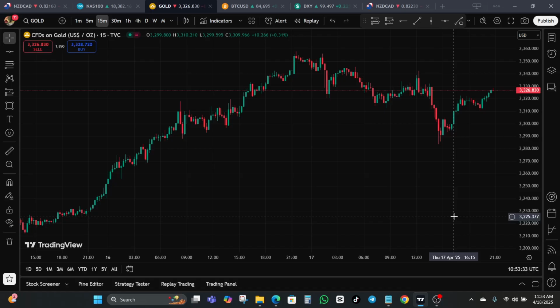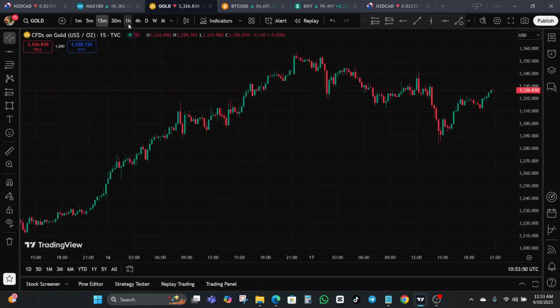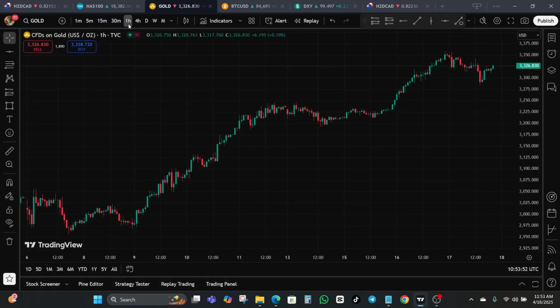Now, the best time frames for this strategy are the 1 minute and the 5-minute charts. But before you drop into those, always do a quick top-down analysis from the 15-minute or the 1-hour chart. This gives you the overall trend, so you are not scalping against momentum. Trading in the direction of the higher time frame trend increases the quality of your entries and reduces whipsaws.